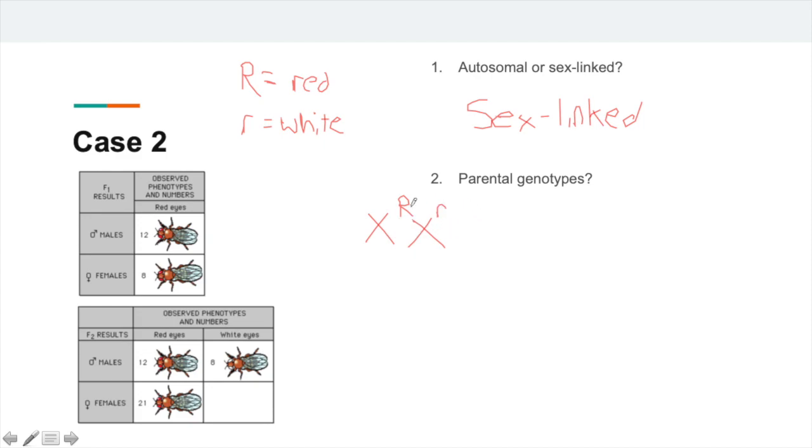So anyways, let's say in our F1 generation, our female was hypothetically heterozygous for the red and the white trait. Now they're being crossed against a male who has red eyes, and a male only has one X chromosome, right? So this is automatically going to be a big R. Now let's go through the Punnett square for this. So we have the male, and we have the female.